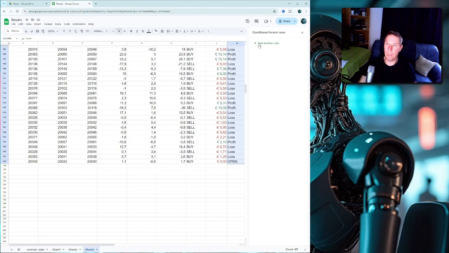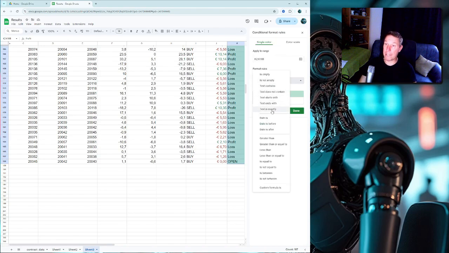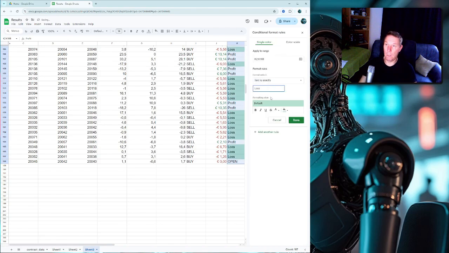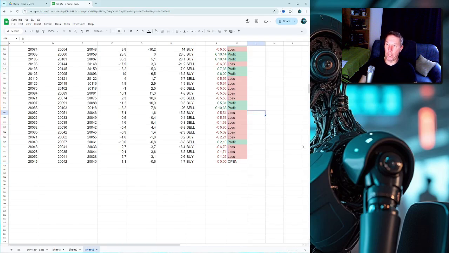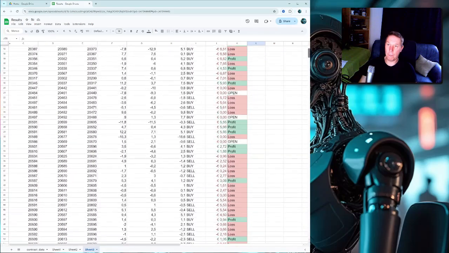Well, I have some opens. I don't care. Add another rule as format. Text is exactly loss. Then the default will be red. And add another, and then the text is exactly profit. Then the default is green, and that's already done. Done. So this was the first step of doing this.